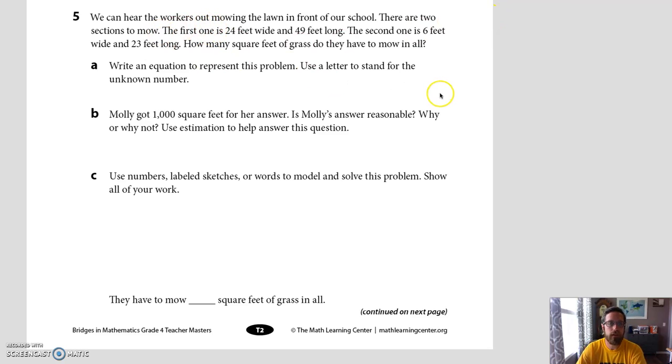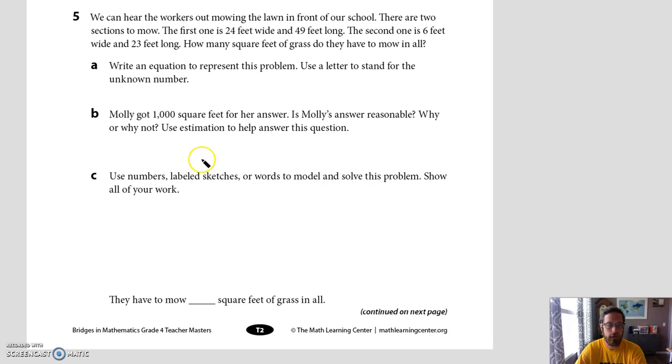It says, we can hear the workers out mowing the lawn in the front of the school. There are two sections to mow. The first one is 24 feet wide and 49 feet long. The second one is 6 feet wide and 23 feet long. How many square feet of grass do they mow in all? First, write an equation that represents this problem and use a letter to stand for the unknown, a variable for the unknown number. Molly got 1,000 square feet for her answer. Is Molly's answer reasonable? Why or why not?